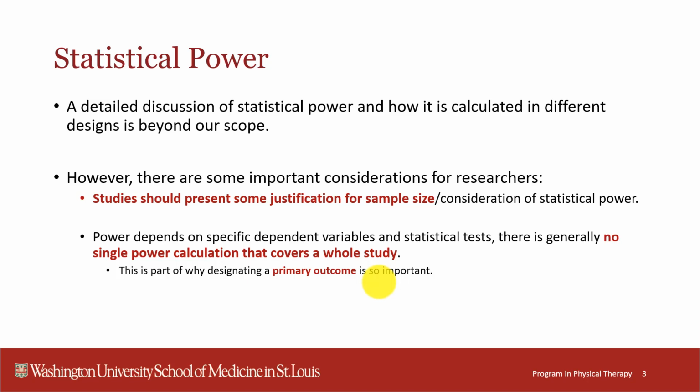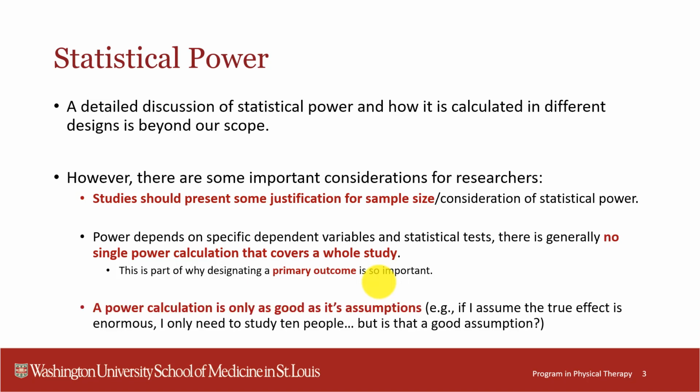Right? So this is part of why designating a primary outcome is so important, because statistical power is very contextual and you can only really be powered for specific tests. Now, if you have multiple tests, you could build your sample size around the smallest one, right, to make sure you're powered for all of them. But it's important to remember that power is specific. It doesn't blanketly cover an entire study.